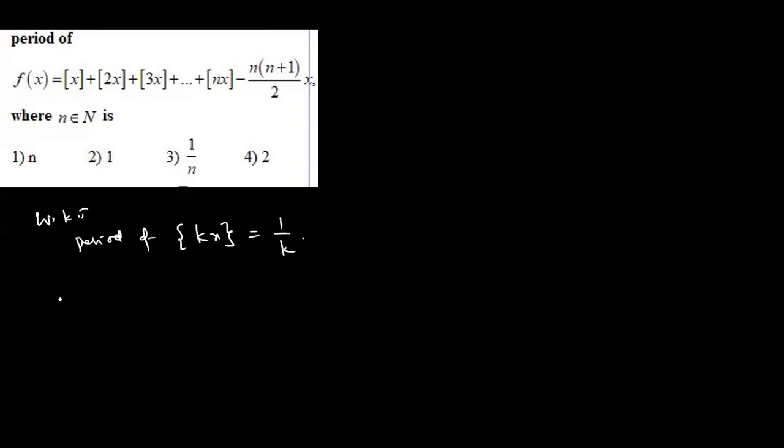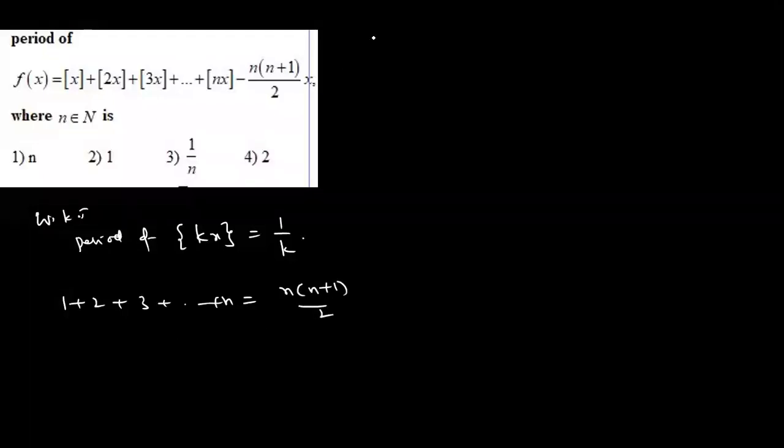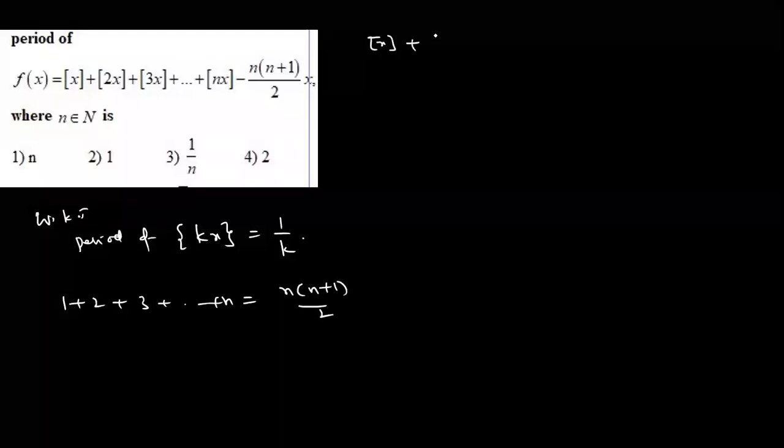Now see carefully what I'm doing here. 1 plus 2 plus 3 plus and so on up to n, the sum of the first n natural numbers. What is the formula? n into n plus 1 by 2. Like that here, integral part of x, 2x, 3x, and so on, minus 1 plus 2 plus and so on n into x.